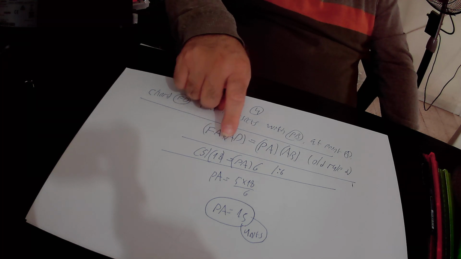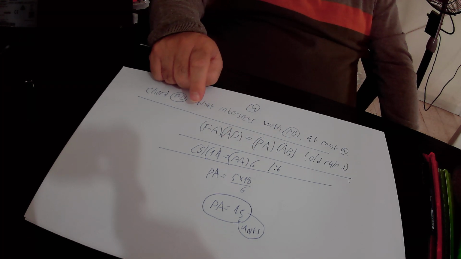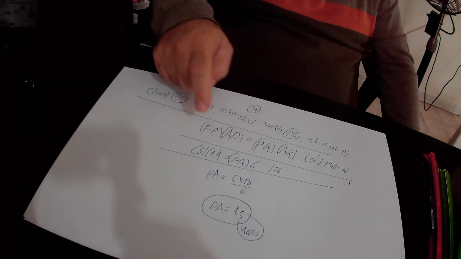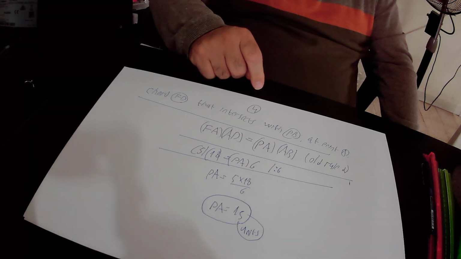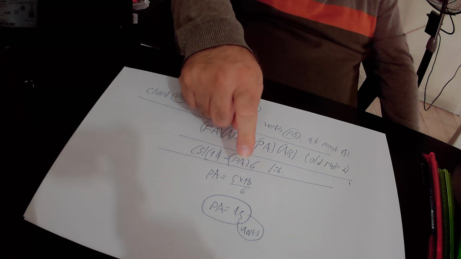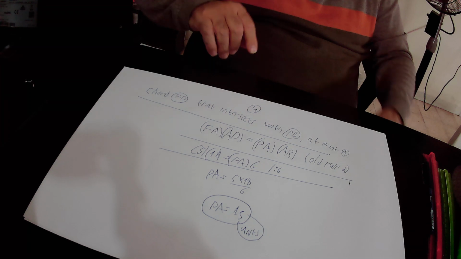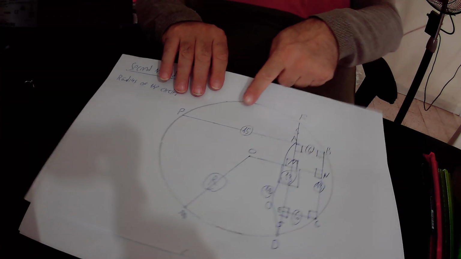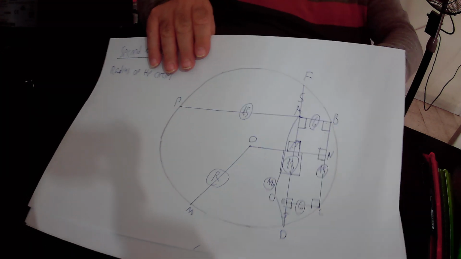5 times 18 equals PA times 6. Okay? Then we divided this equation by 6 and found that PA equals 5 times 18 over 6. 18 over 6 is 3, and 3 times 5 is 15. So we found that the missing chord PA equals 15 units in length. Okay?